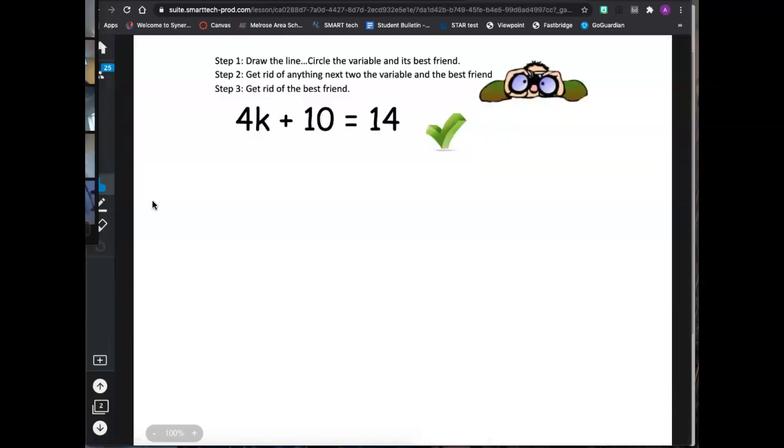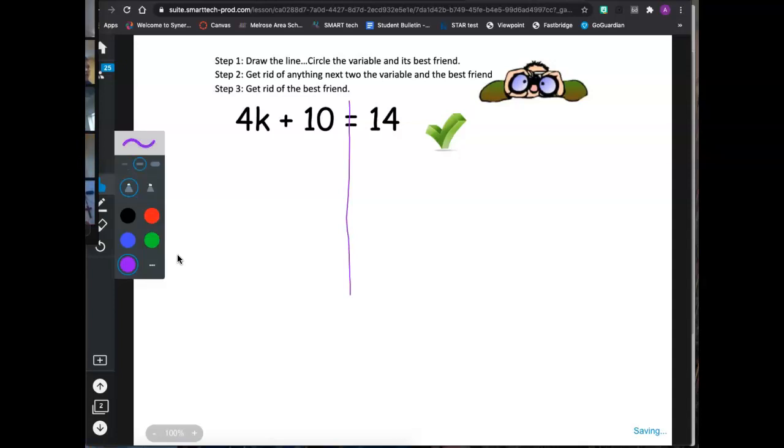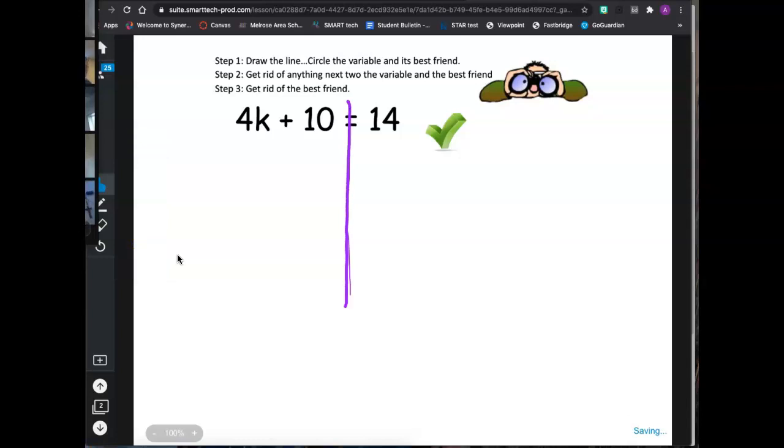The first problem I want you to write down in your notes looks like this. 4k plus 10 equals 14. So everybody write that down in your notes. And then draw a line by the equal sign. Okay, and then we're going to circle the variable and its best friend.